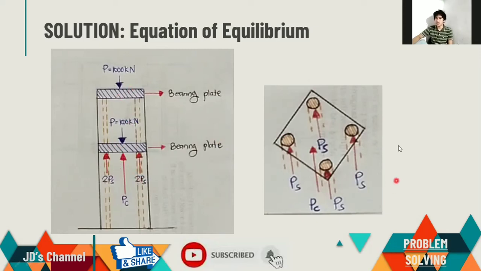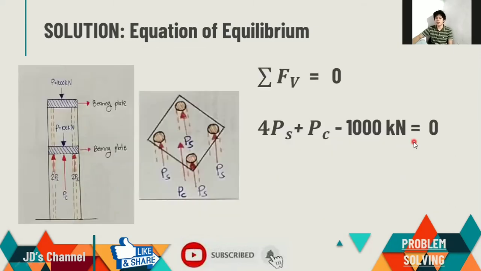So, mean to say, class, we have this summation of forces vertical, okay, which is equals to 0, means to say we have this equilibrium, okay? So, all forces going up is positive and all forces going down is negative. So we have this 4P sub S plus the force in the concrete, the resisting force concrete, minus the compressive force, which is 1,000 kilonewton, is equals to 0. Okay, so we have this equation.